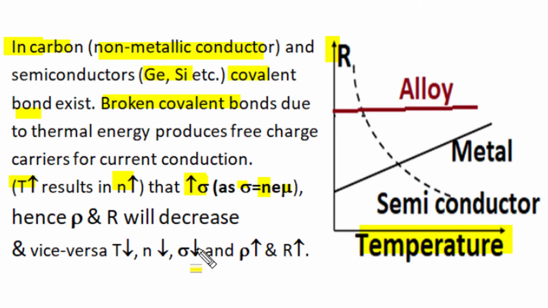And as a result, when we increase temperature, resistivity and resistance sharply decrease in carbon and semiconductor material, and the vice versa takes place when you decrease temperature. This will reduce the free charge carrier density, and that reduces conductivity and increases resistivity and resistance. So in semiconductors, change of resistance and change of temperature have opposite nature. Increased temperature reduces resistance, and decreased temperature increases resistance, which is opposite to the behavior of metals.